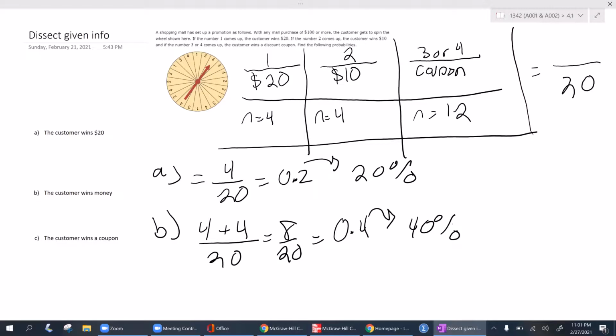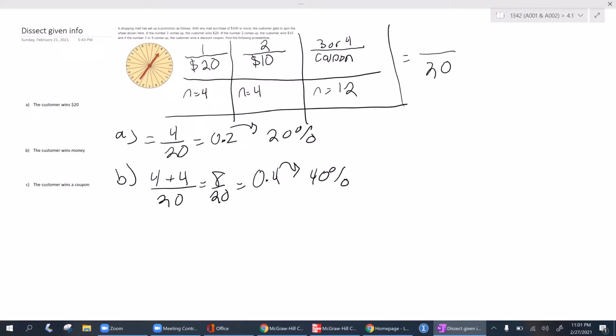So what do you think is the probability of winning a coupon? Some of you might be able to see it already, but if you don't, that's okay. Just compute it. The probability of getting a coupon is, how many ways can I get a coupon? That is going to be 12 over 20. We go ahead and plug in 12 over 20. This is going to be 0.6, or 60%.